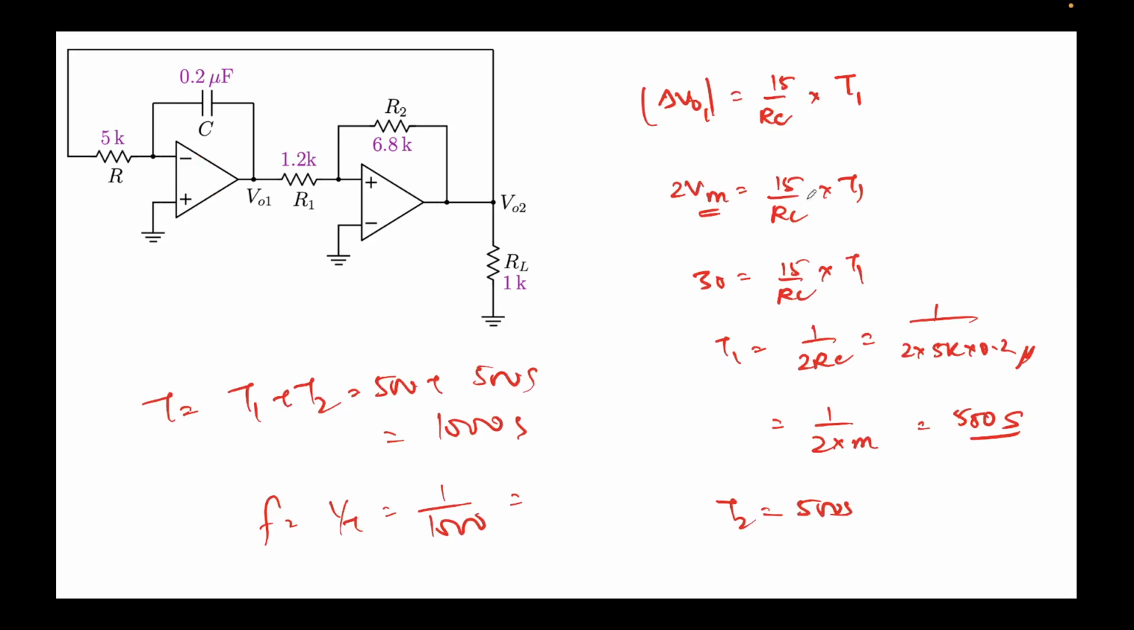So 2 Vm is 30 equal to 15 over RC times T1. If I evaluate that, it will come out to be T1 equal to 500 seconds, and T2 also comes out the same. Let me cross check it again. 2 times 5k times 0.2 micro, yeah, so that is correct, that is plus minus 15. That will come out to be 1 times milli, so 2 milli will go up with 1000 by 2 being 500 seconds, so the total will be 1000 seconds.